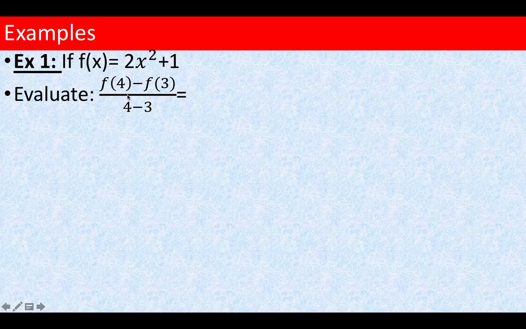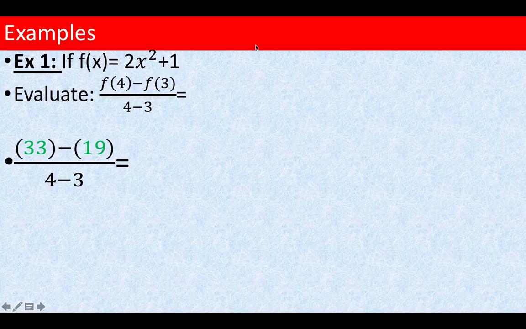4 minus 3. So f of 4 means I'm going to plug in 4 into my function. I'm going to get 4 squared times 2 plus 1. And then minus f of 3, I'm going to plug in 3 into my function. 3 squared is 9 times 2, 18 plus 1. We're going to find out what that is. This is what you should get when you plug in 4 into your function. And then when you plug in 3 into your function, you should get 19. That's all you're doing here.